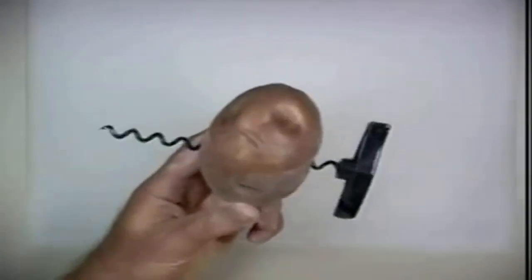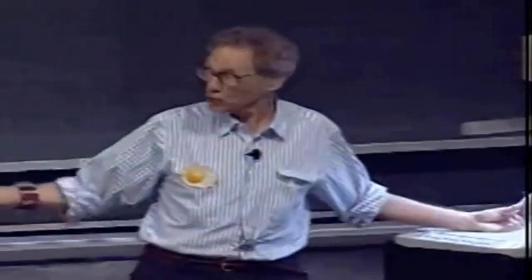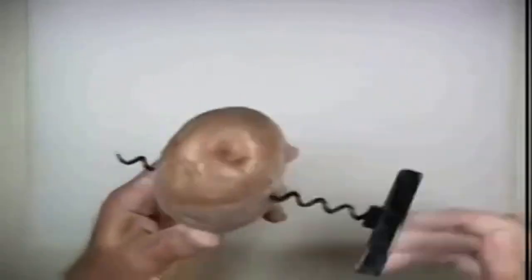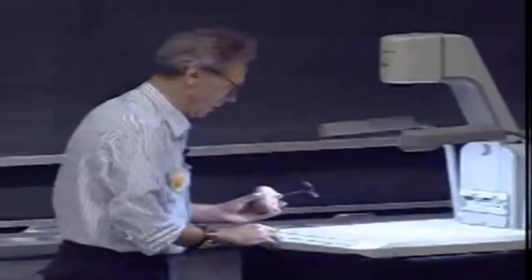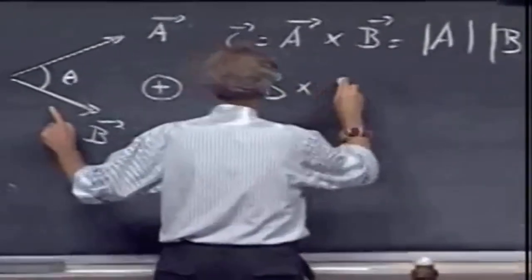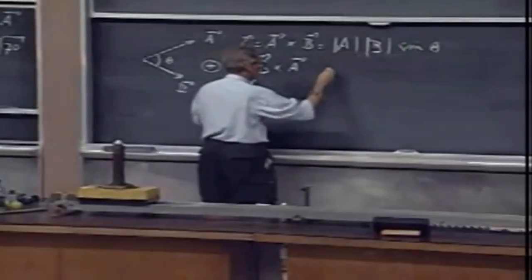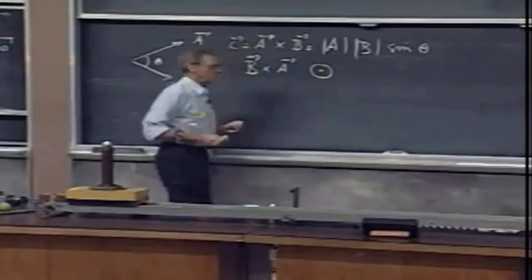If we had B cross A, then you take B in your hands and you roll it over the shortest angle to A. Now you have to rotate counterclockwise. And when you rotate counterclockwise, the corkscrew comes to you. There you go. And so the vector is now pointing in this direction. And if the vector is pointing towards you, then we would indicate that with a circle and a dot. In other words, for this vector, B cross A would have exactly the same magnitude, no difference, but it would be coming out of the blackboard.